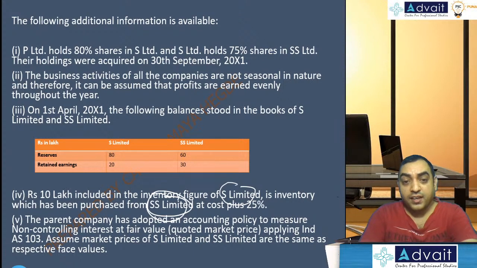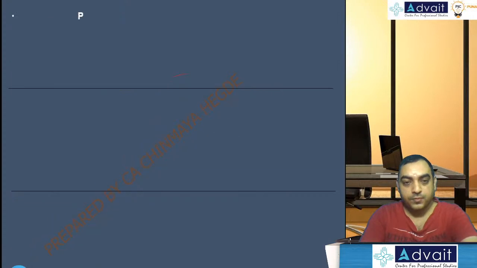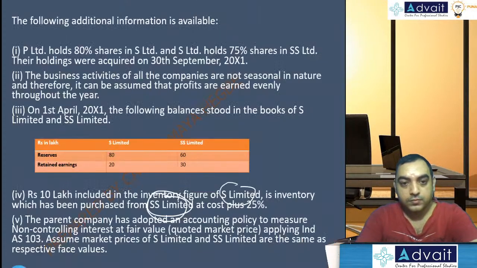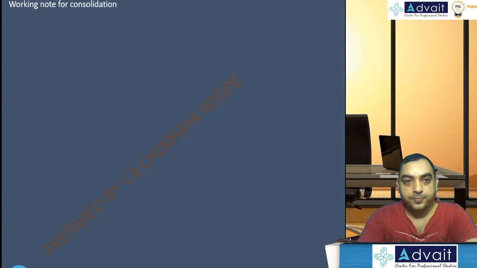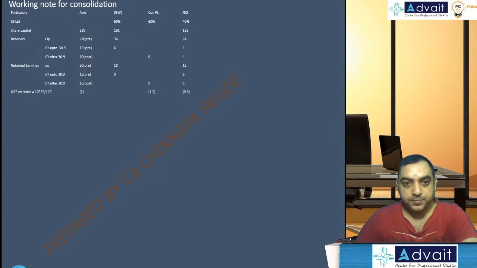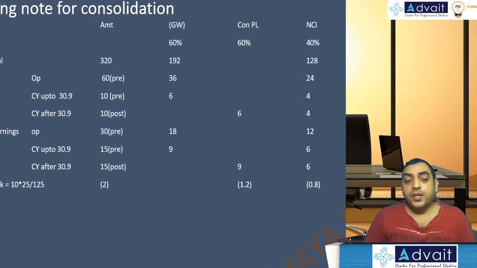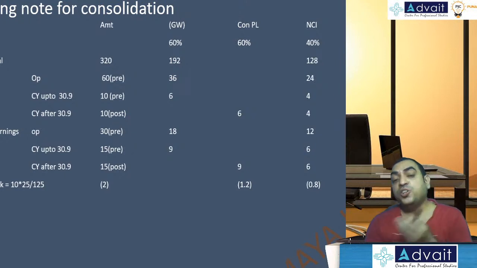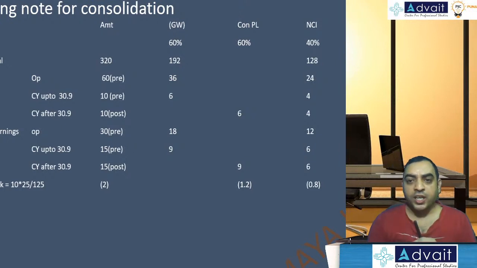Okay, let's go for the unrealized profit adjustment. Unrealized profit is given as 10, but they've given 25% on cost. But we should convert it to the sales figure, right? So on cost into sales means it is 25 by 125. So 10 into 25 by 125, you subtract in the consolidated P&L column, and subtract in the NCI column, 60%, 40%. We are taking it in the books of the seller, SS Limited. Okay. Any other adjustments, my dear friends?